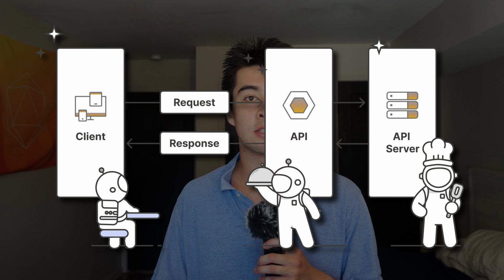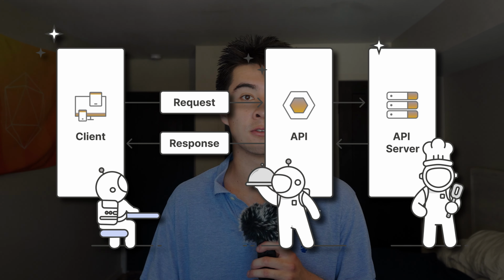An API is much the same. It defines how we interact with the server by providing a set of rules, commands, and protocols to follow. You don't need to know any of the internal mechanics of the server, you just need to know how to interact with the API to pull data.